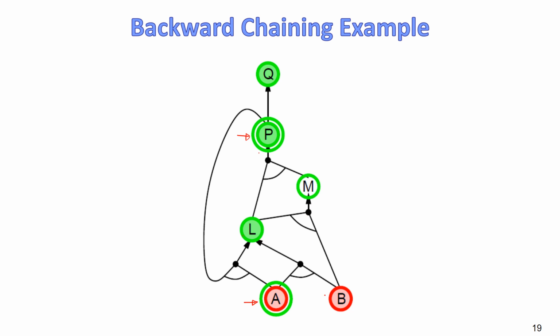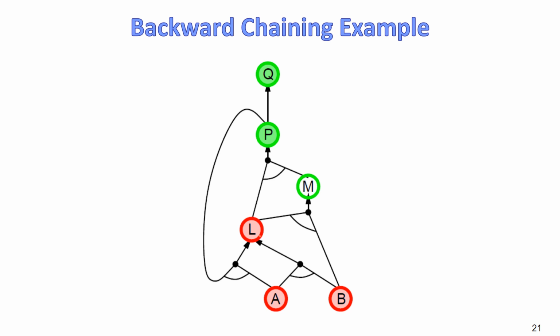Now the next ones to be added to the stack are the premises of the other rule that L is attached to. So this is A and B. Now A and B are activated because we know that they are known facts. Once we get them out of the stack, that means that we will activate L. So now L is activated. L is known as a fact.